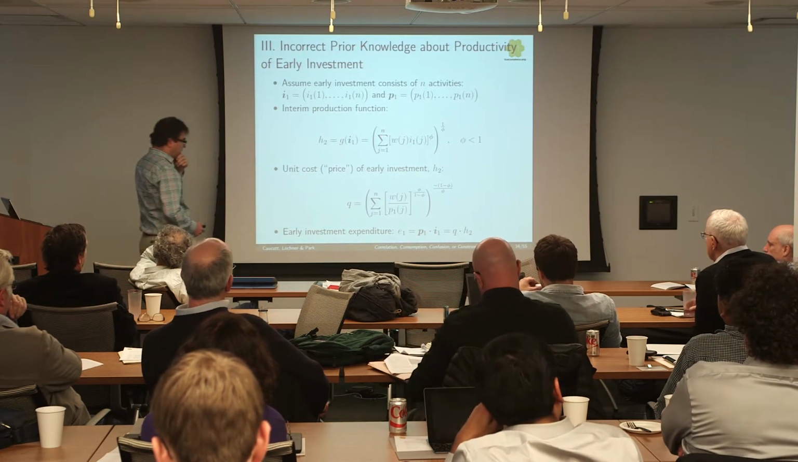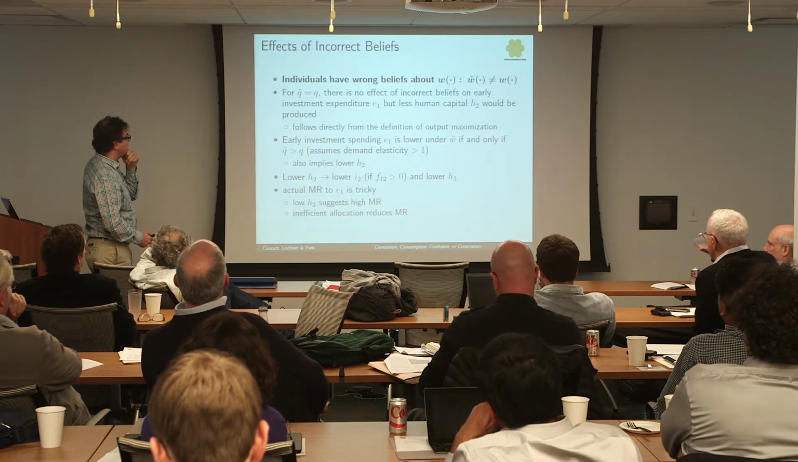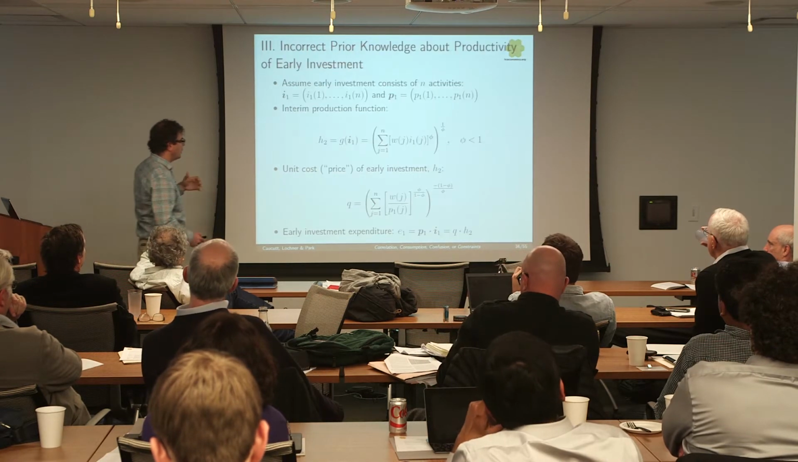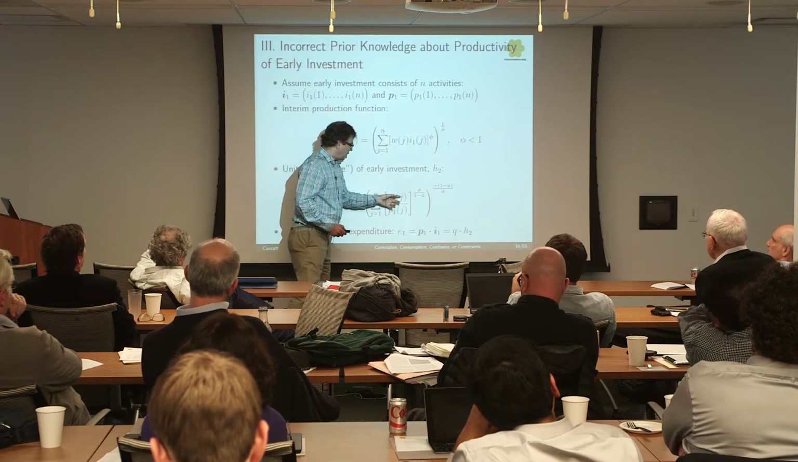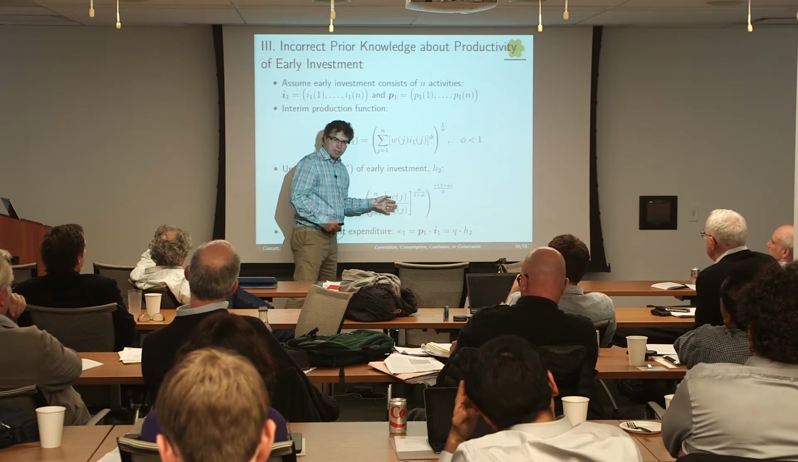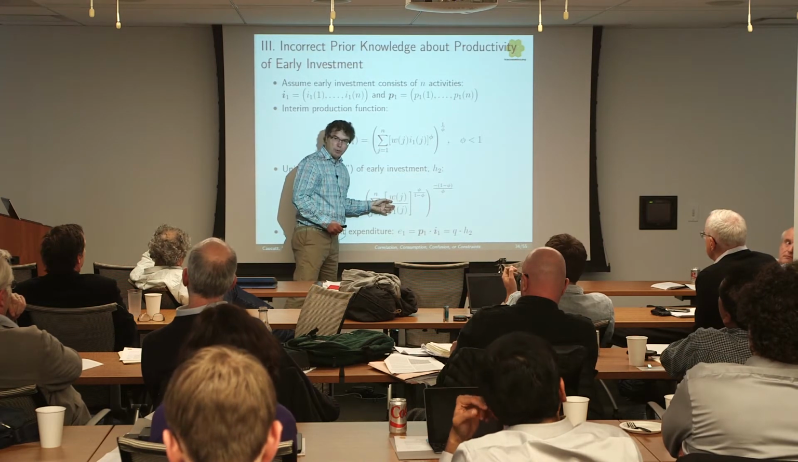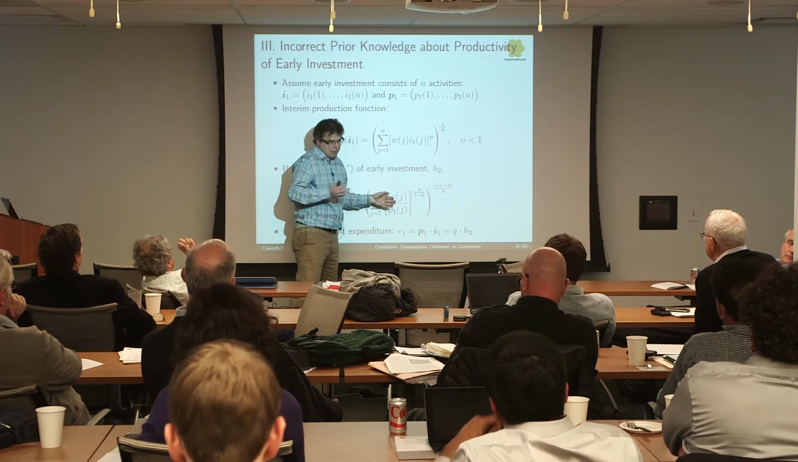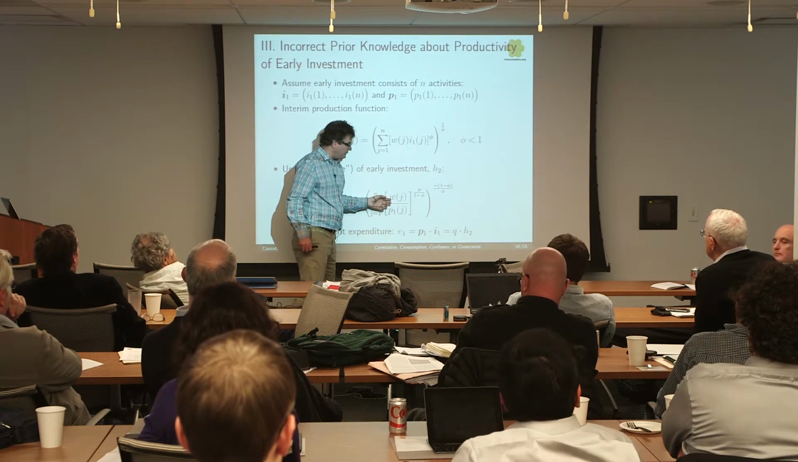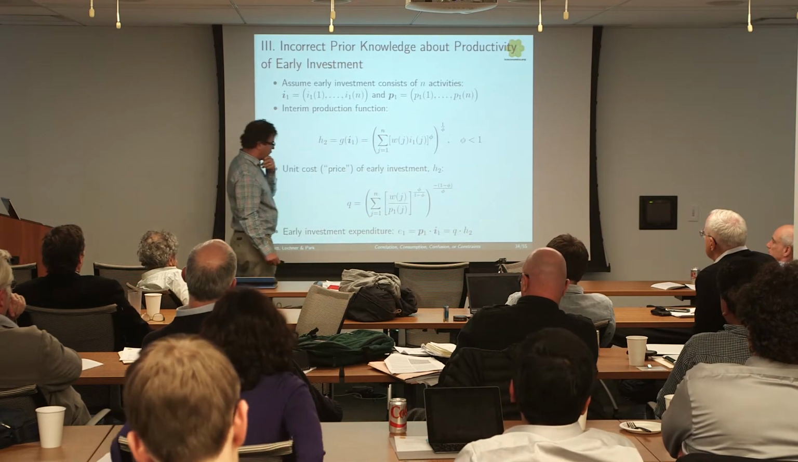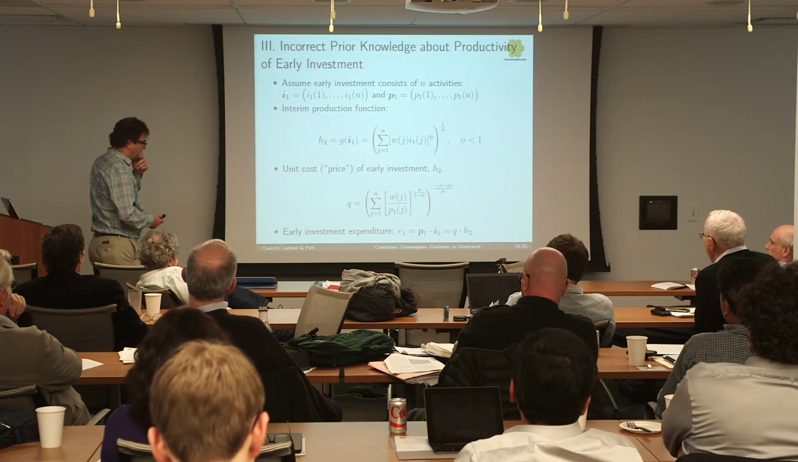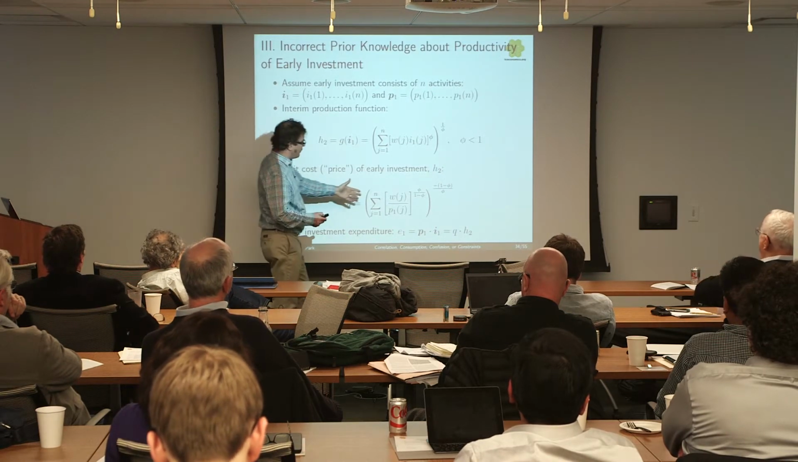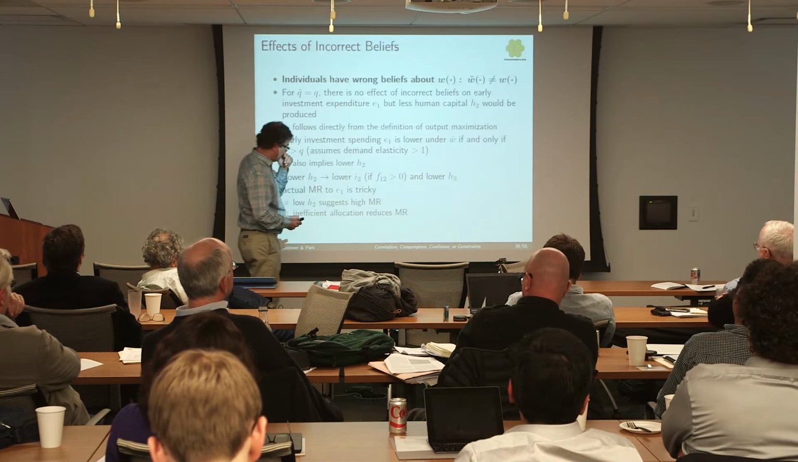What you can see immediately out of this is, we want to think about a world where people don't know what this W is. We're not going to think about uncertainty about it, but they just have the wrong beliefs about this. So I don't know, different people have different views on how productive reading versus doing math problems with your kid is, and how does that factor into investment behavior.